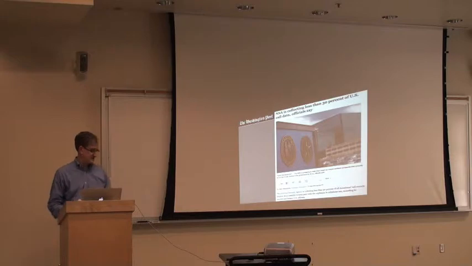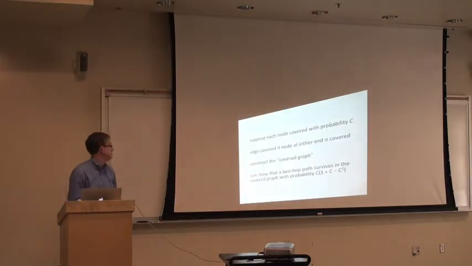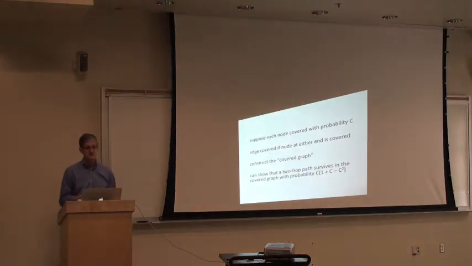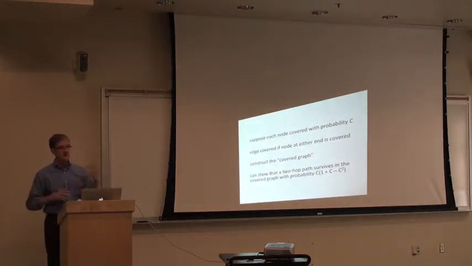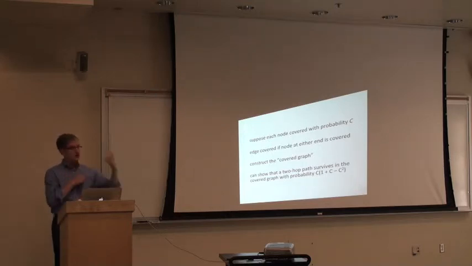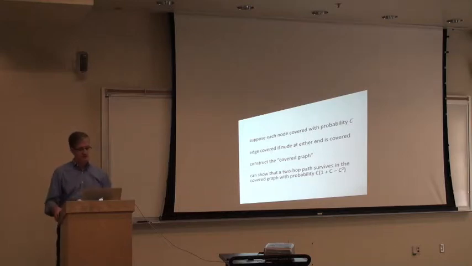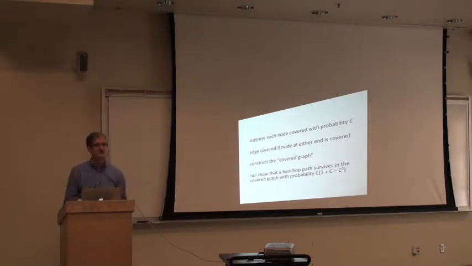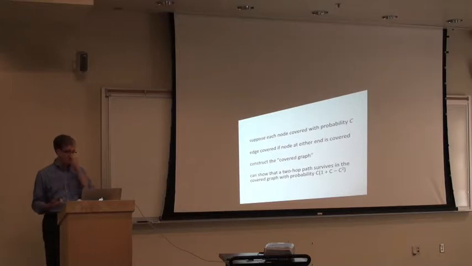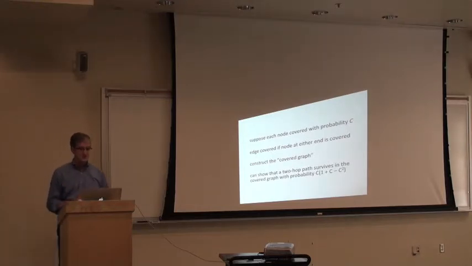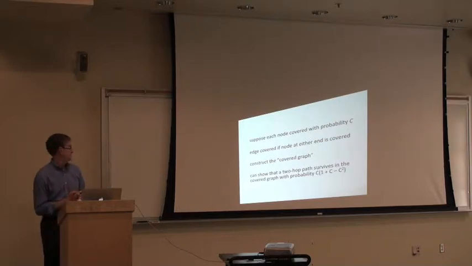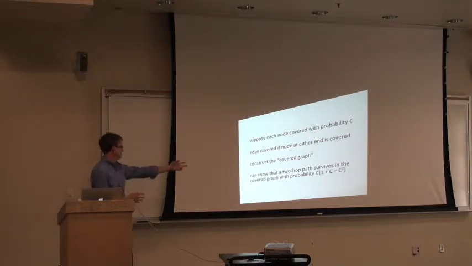We now have an NSA person saying that's true under this program. So we can model this easily. Suppose each node is, quote, covered with some probability C, and an edge is covered if either of the nodes it connects is covered, because remember that the caller and callee both have a record of a particular call. So now we can take our original graph and construct the covered graph, which includes just the covered nodes and just the covered edges. And you can show that a two-hop path in the original graph survives with this probability.